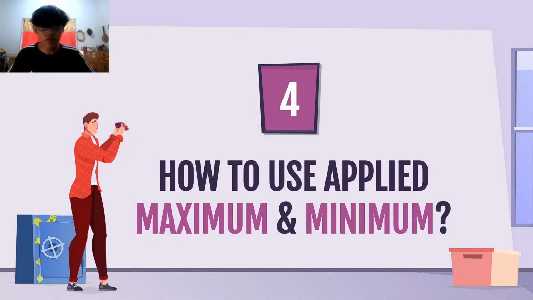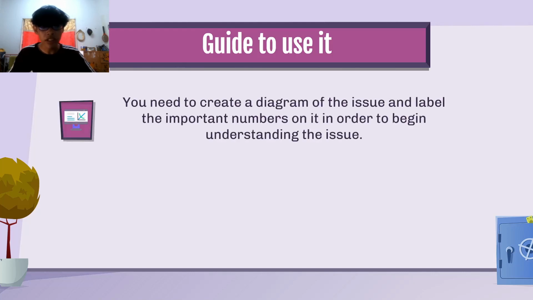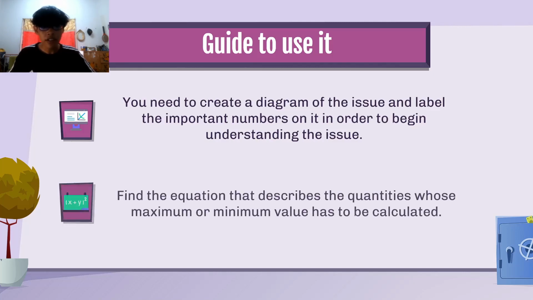Number 4. How to use applied maximum and minimum. This is how to use it. Firstly, you need to create a diagram of the issue and label the important numbers on it in order to begin understanding the issue. Second, find the equation that describes the quantities whose maximum or minimum value has to be calculated.